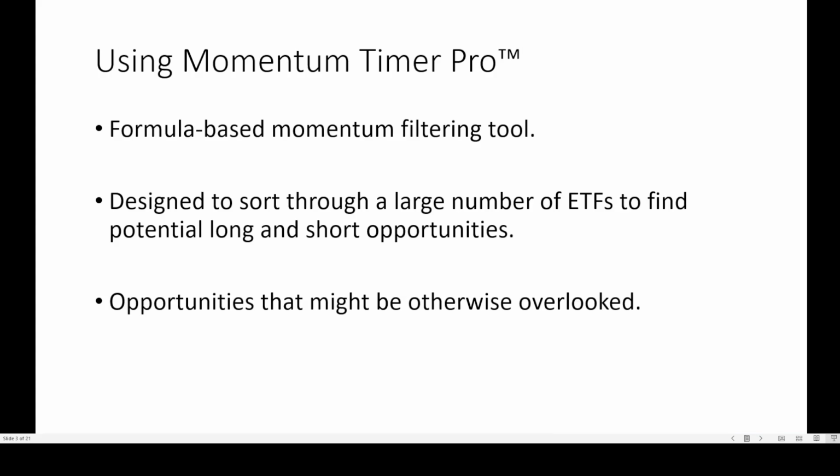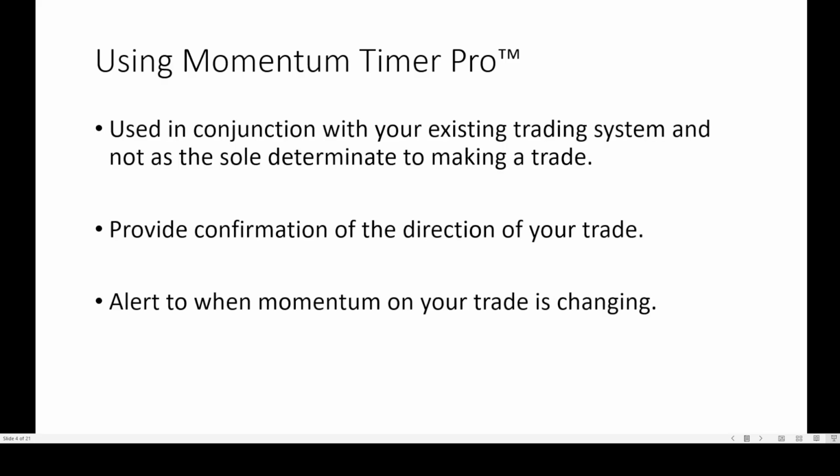Momentum Timer Pro is a formula-based momentum filtering tool. It was designed to sort through a large number of ETFs to find potential long and short opportunities that might be otherwise overlooked. It is to be used in conjunction with your existing trading system and not as a sole determinant to making a trade. It will provide confirmation to the direction of your trade.